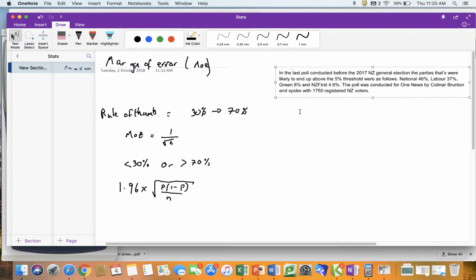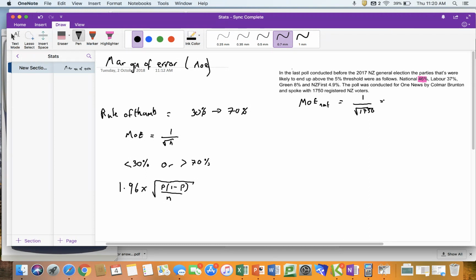Okay, say I want to work out the margin of error for National. Well, National are on 46%. So I don't have to worry about them being below 30% or above 70% because I know they're in that sweet spot. So I know the margin of error is just going to be 1 divided by the square root of 1750.